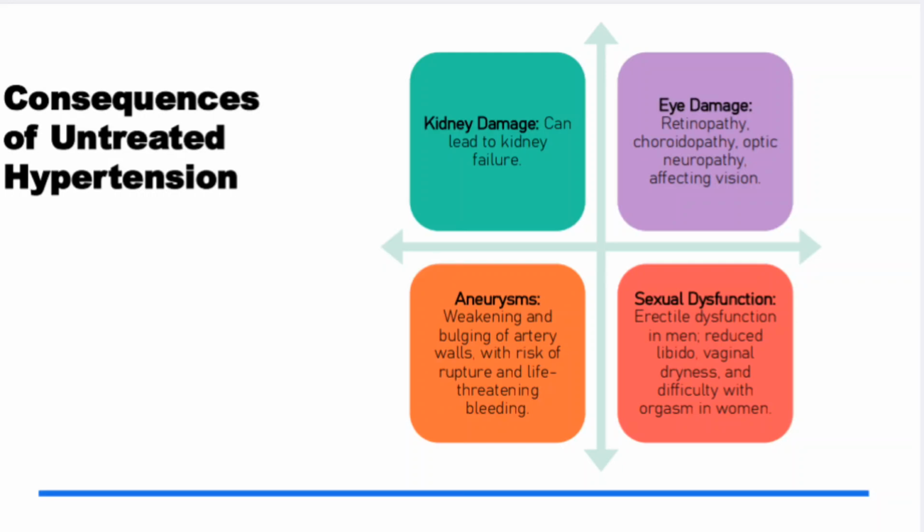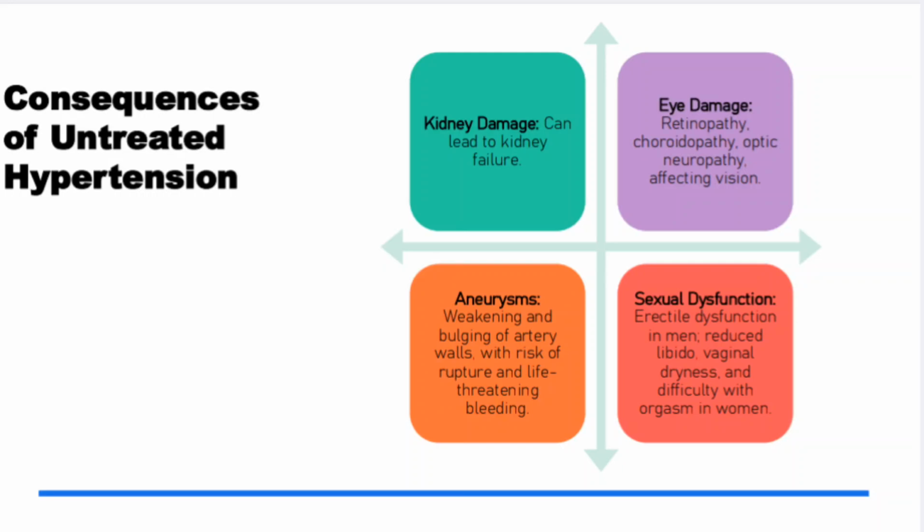Consequences of untreated hypertension. In that, kidney damage can lead to kidney failure. There are some mechanisms of this kidney damage. It includes narrowing of blood vessels, impaired filtration, then scarring of the kidney tissues, and finally the cycle of damage. High blood pressure causes the arteries around the kidneys to narrow, weaken, and harden, which reduces the blood flow to the kidneys and deprives them of the oxygen and nutrients they need to function properly. And this is how kidney damage occurs.